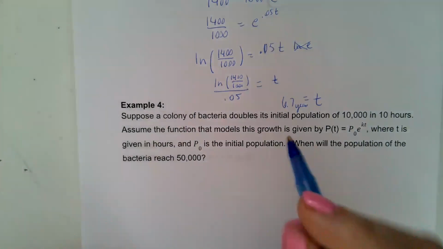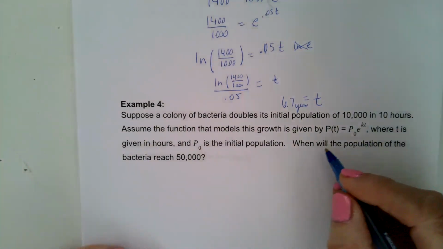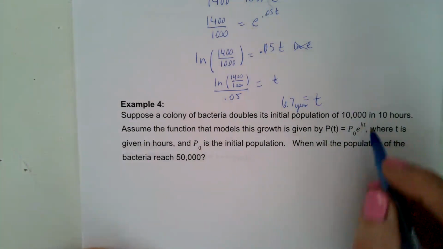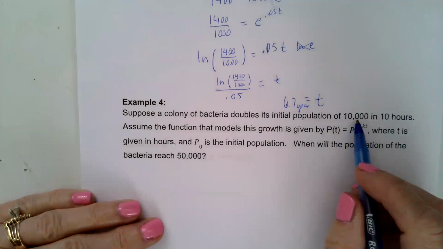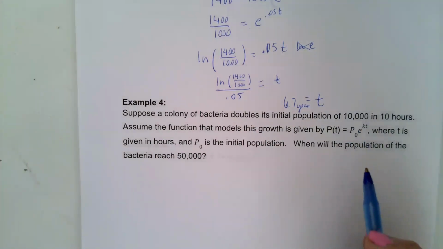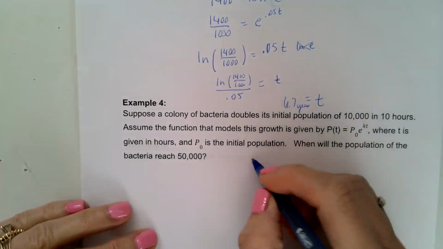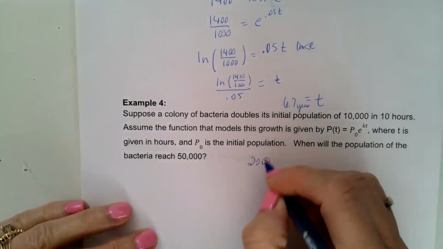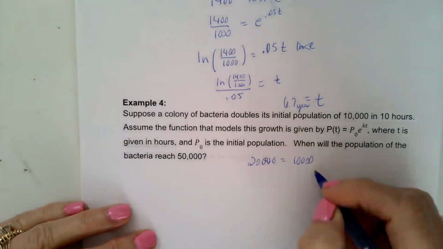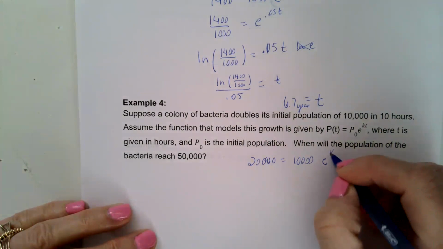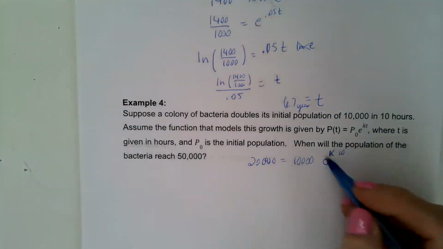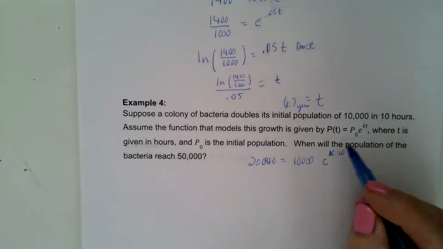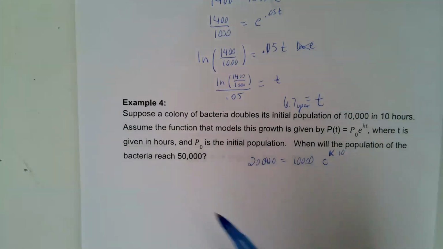Okay, so what do we know? We want to know T. We know something about the doubling. The doubling tells us something. So we know that it will be 20,000 when we start with 10,000, right? In 10 hours. Because we have to find this growth factor K here to be able to use that when we're going to figure out for 50,000.